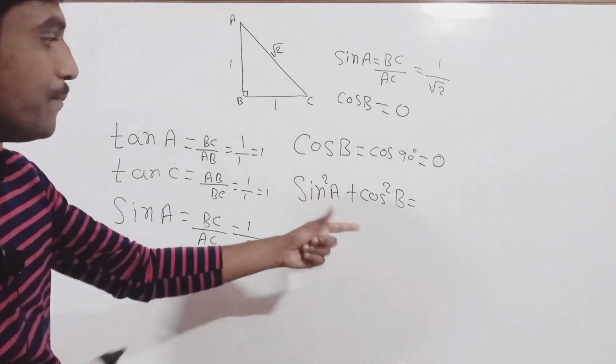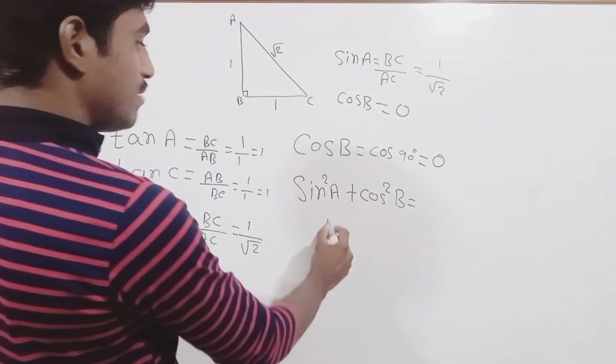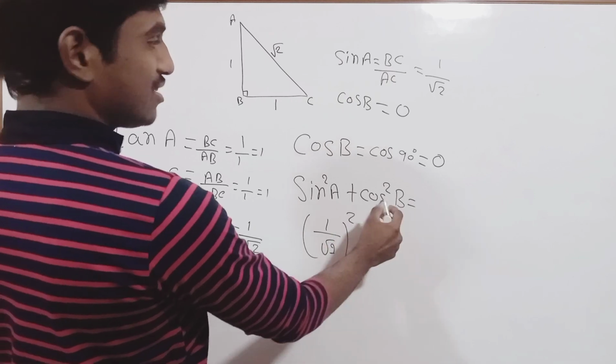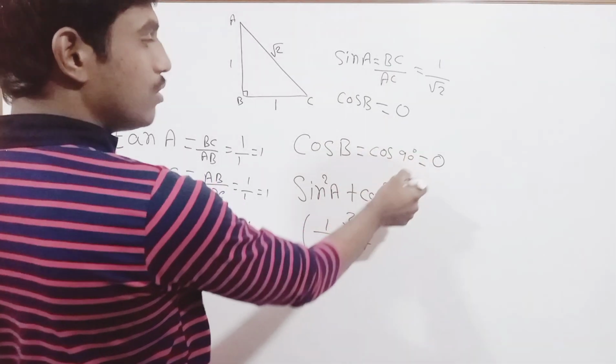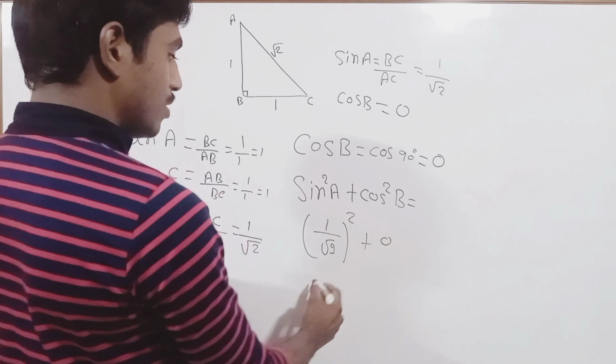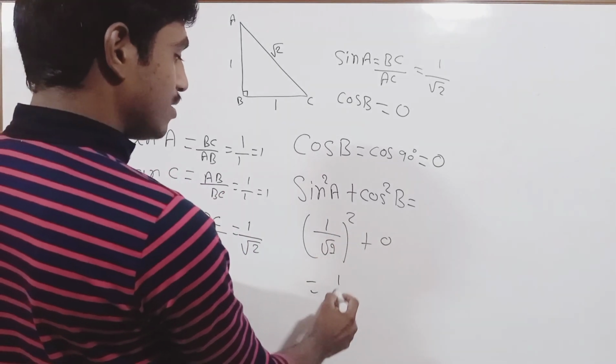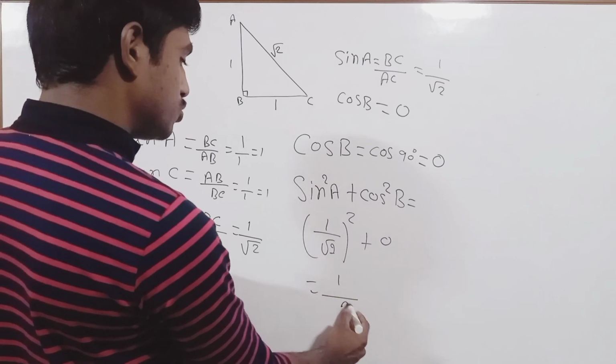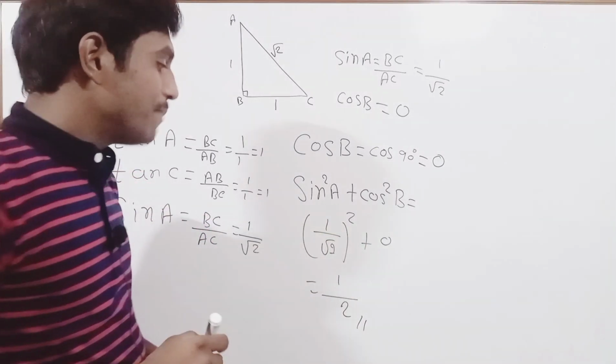So sin A is 1 by root 2. 1 by root 2 whole square plus cos B. Cos B is 0. So 0. So the answer is 1 square is 1 divided by root 2 square. Root 2 square is 2. So the answer is 1 by 2.